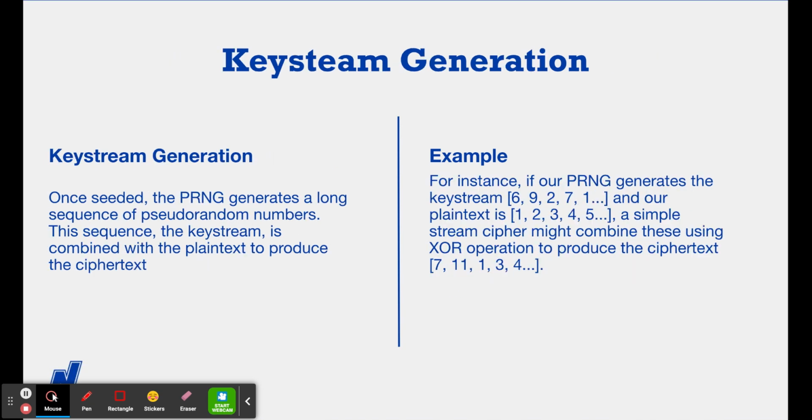Then we talk about key stream generation. Once we have the PRNG set up and seeded, we generate the key stream. Let's say our PRNG produces the sequence of numbers 6, 9, 2, 7, and 1. If our plaintext message is represented as 1, 2, 3, 4, 5, a simple stream cipher might combine these using what is called an XOR operation to produce the ciphertext. This is how key streams are used to encrypt and decrypt.